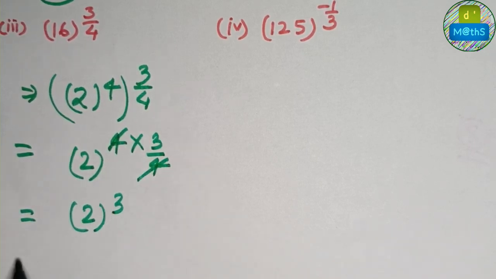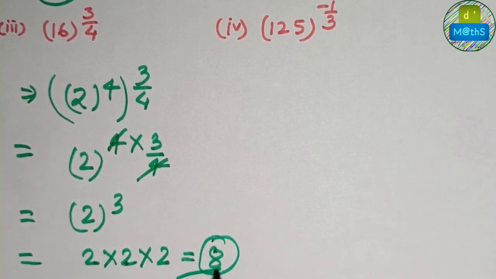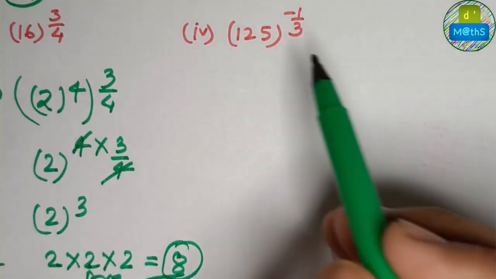So here 2 to the power 3 you have to find out. 2 to the power 3 means 2 multiplied 3 times, so 8 will be your answer. Now moving to your fourth question.